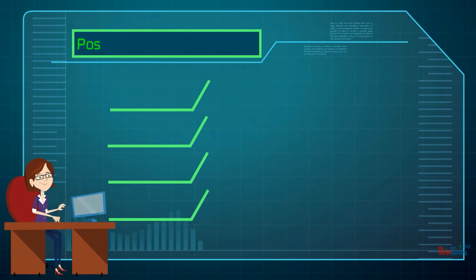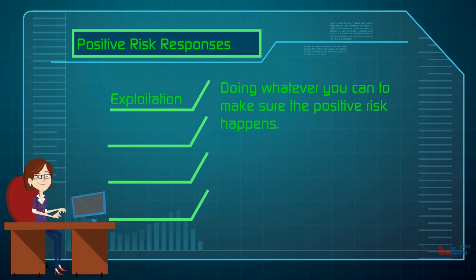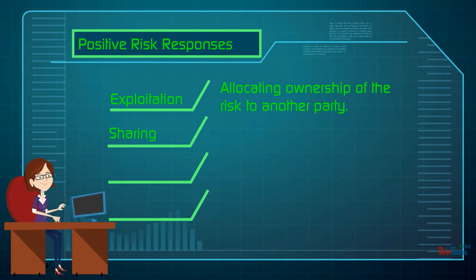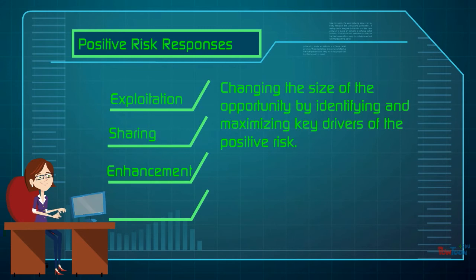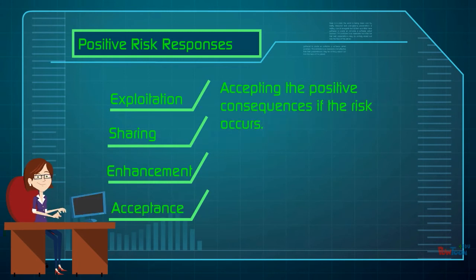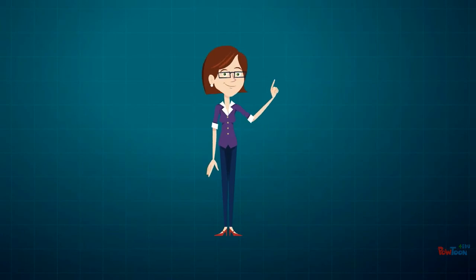Okay, let's move on to positive risks. People always think they don't need to worry about positive risks, but they're wrong. Those people miss out on some great opportunities. When you have a positive risk, you can exploit it by doing everything you can to make that risk happen. Or you can share the risk with another party, benefiting more than just your own project stakeholders. You can enhance the risk or make it larger by identifying and maximizing key drivers of the risk. Otherwise, you can just accept the positive risk as a win. With these basic strategies down, you should be ready to plan your risk responses, but you're not done yet. Check back with Chris before you go so you can learn about controlling risks.